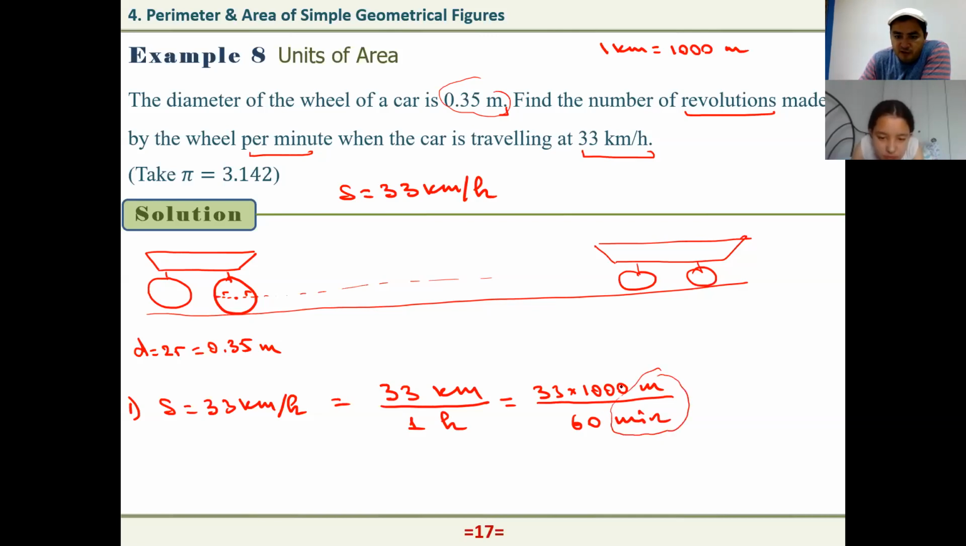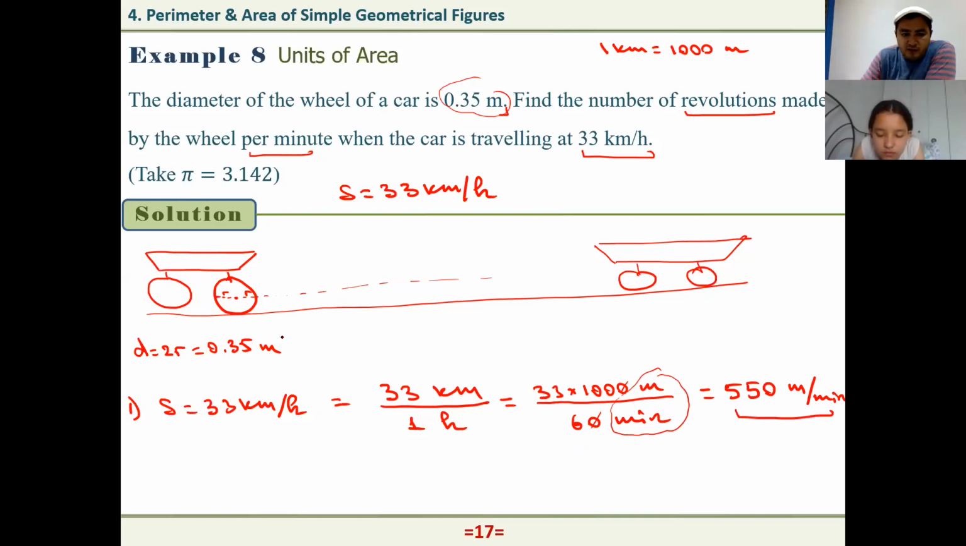Now if I simplify this, the 0, 0 cancel each other. And by 2, and 3, 33 hundreds divided by 6 is equal to 550. So that is equal to 550 meters per minute. That is the speed of the car.